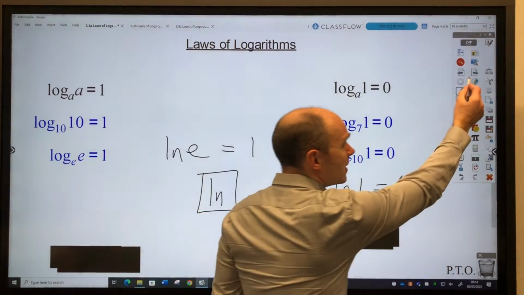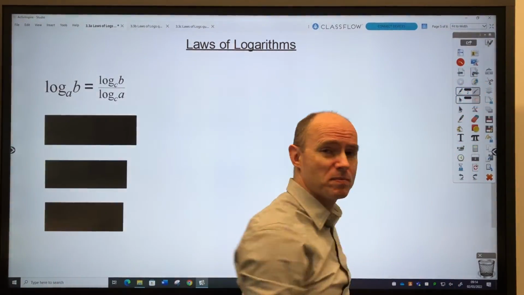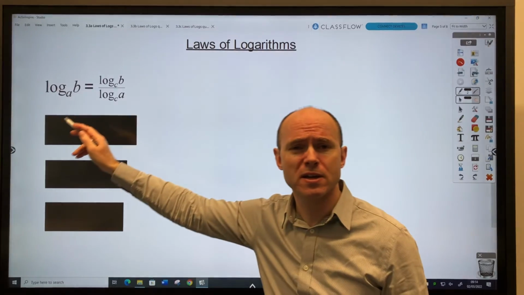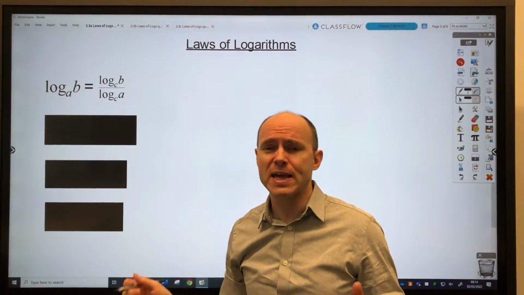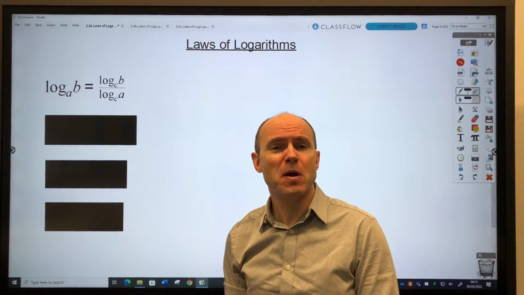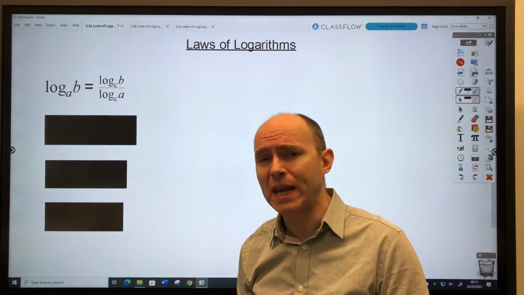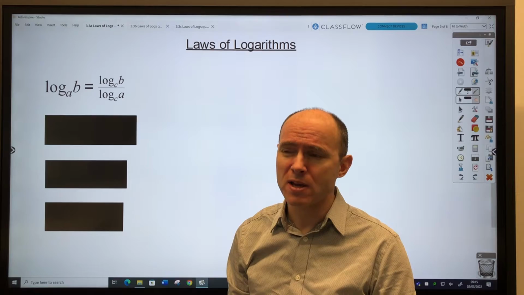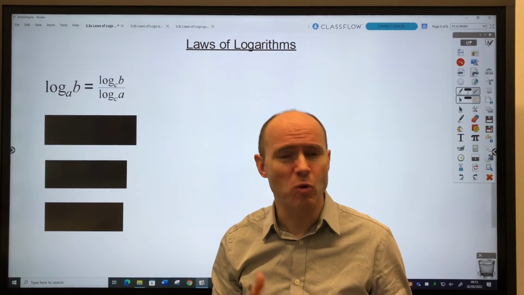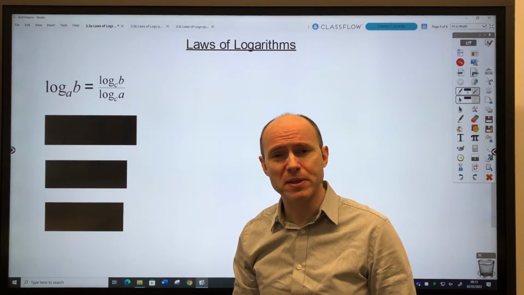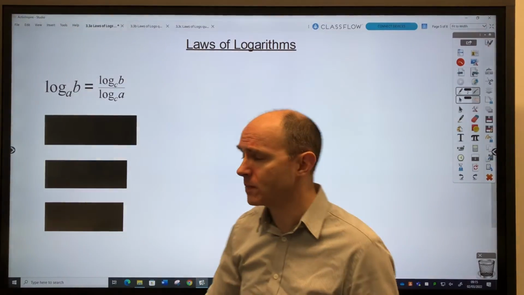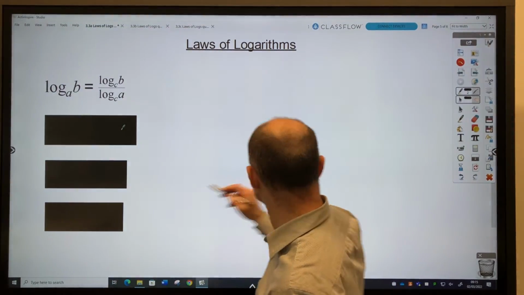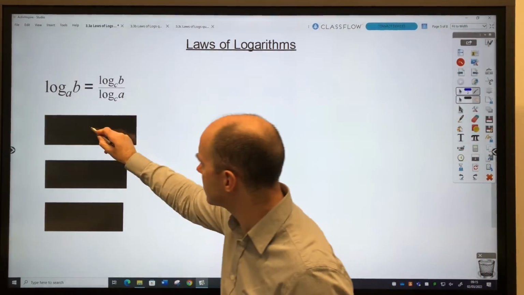Right, next, I'm going to talk about this change of base rule, which is that very, very handy rule. It's handy, most I suppose, if your calculator won't allow you to use different bases. So some of the older calculators only allow you to use base 10 or base e. That being the case, use the change of base rule. Now, I'll give you an example of how it works.